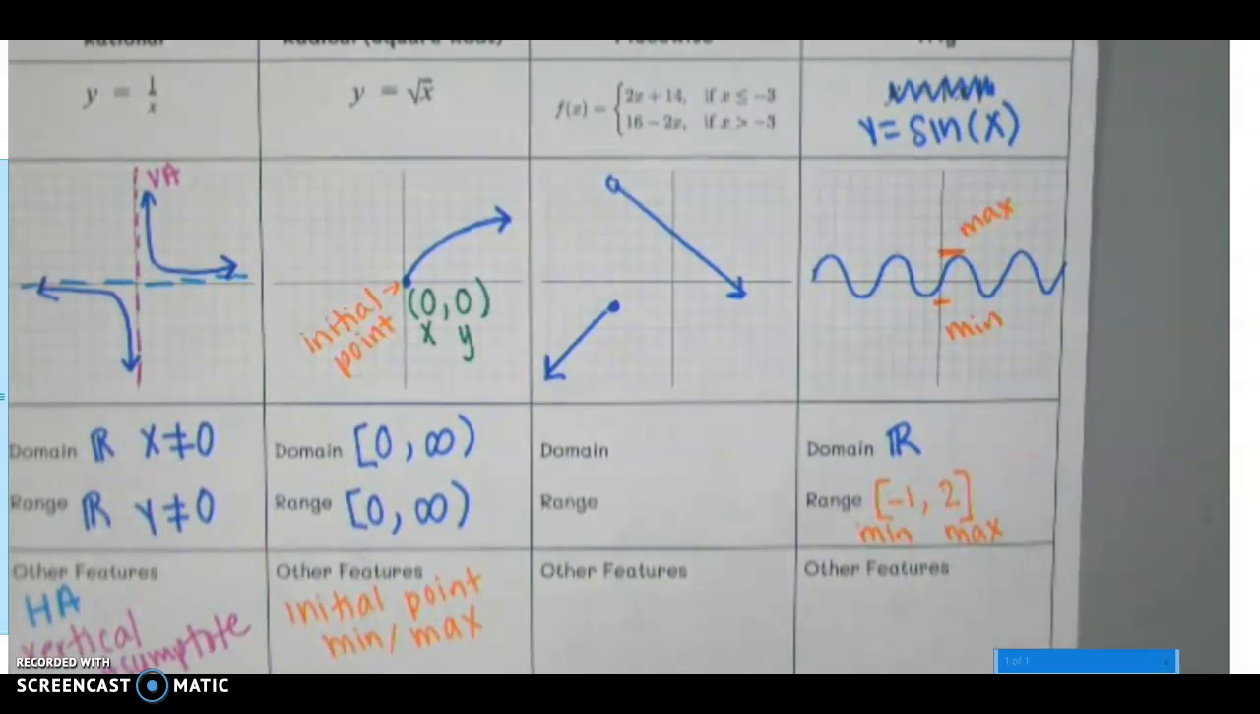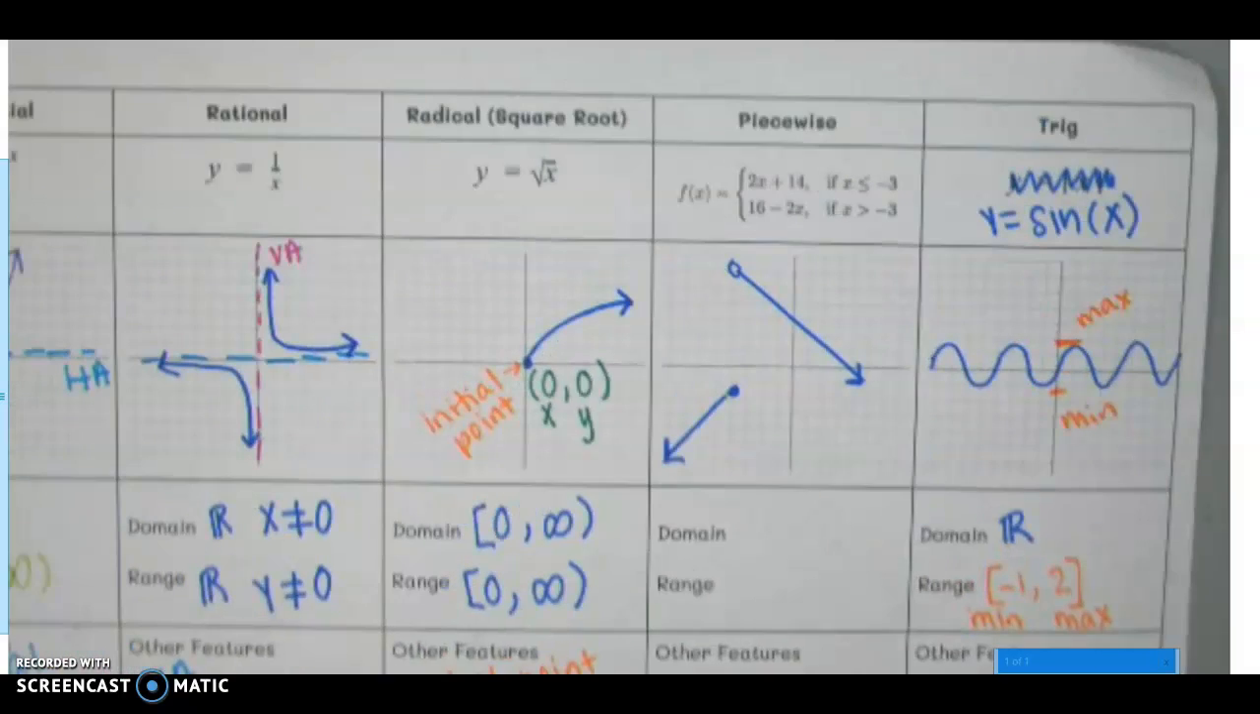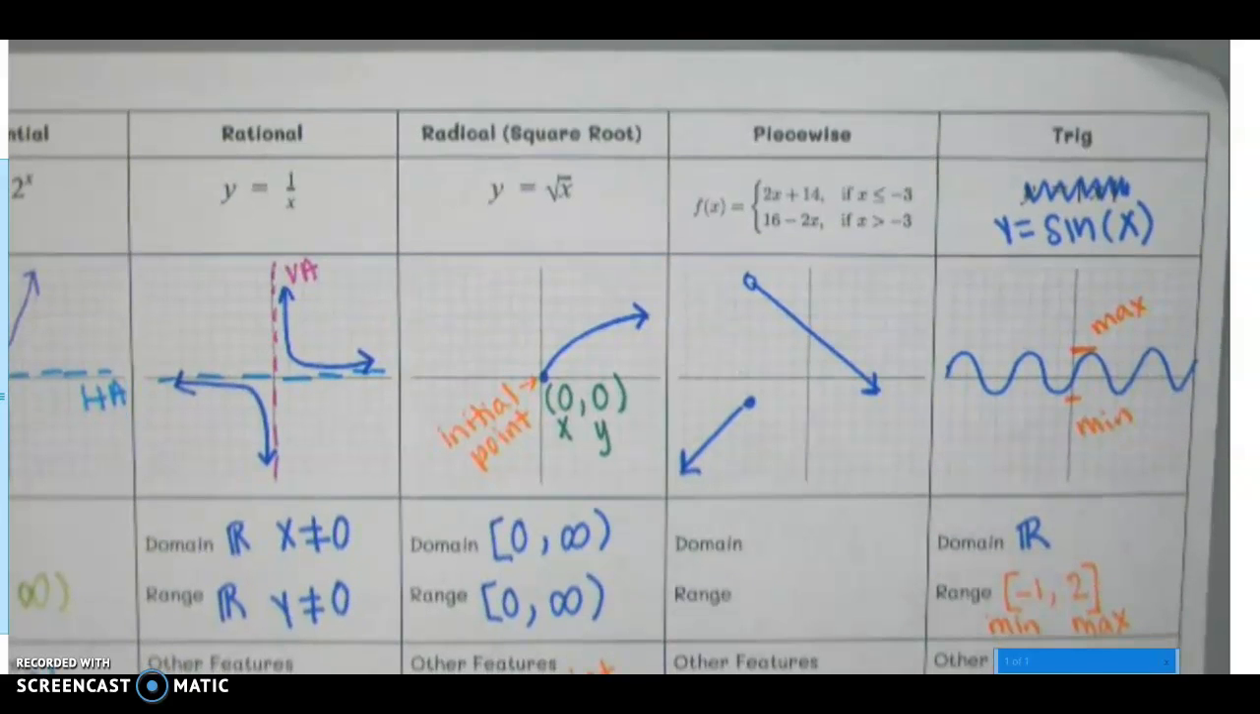All right, so these are all the types of functions that we're gonna study this year. Again, for right now, your goal is simply to be able to match a graph or an equation and tell me what type of function it is.